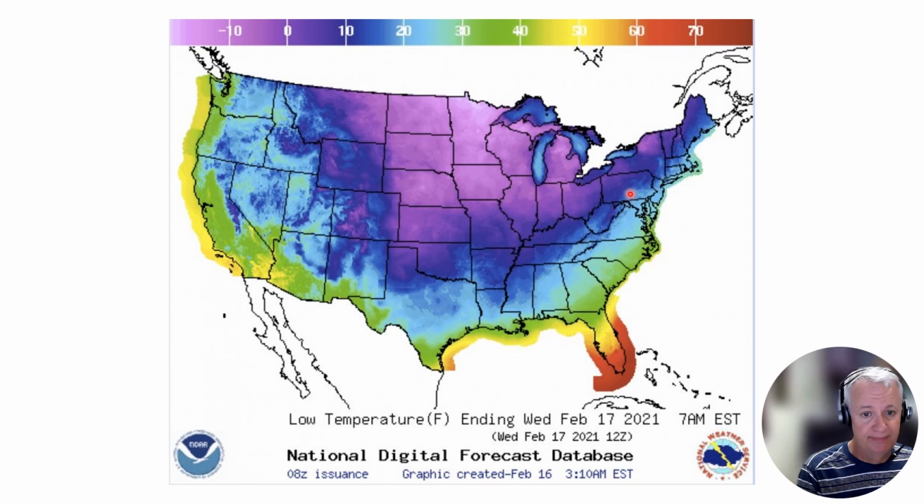So this movement of the polar jet stream further south, allowing that polar vortex to penetrate way south, can result in some unusually cold temperatures during the winter. And this is a nice demonstration of that.